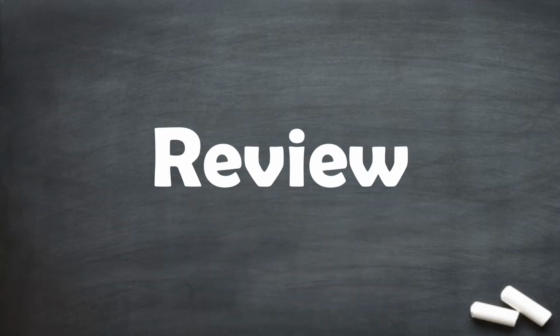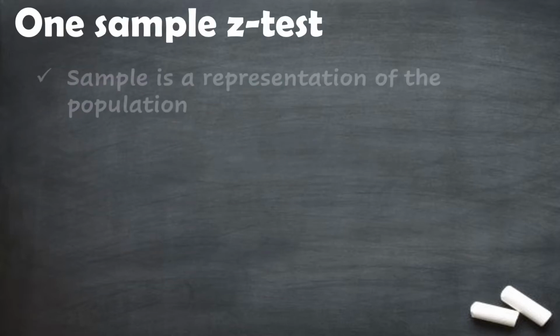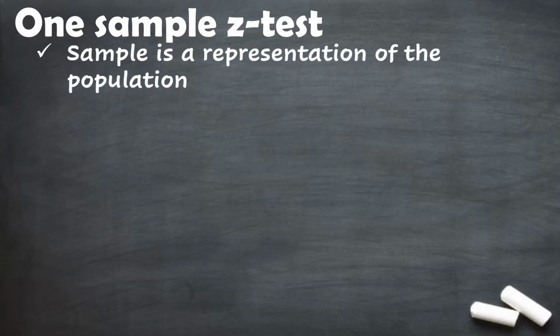Before anything else po, let's have a quick review regarding the past lessons that we had. First, we have one sample z-test. You will use one sample z-test if you want to check if the given sample is a representation of the population. And the number of samples should be greater than or equal to 30.